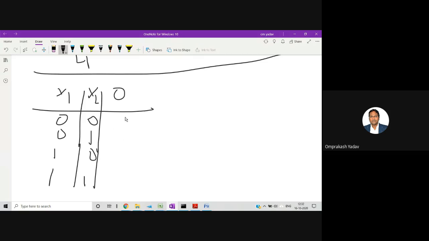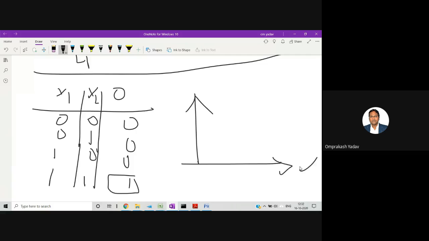So suppose this is the AND operation. So we'll get 0, 0, 0, and 1. Now let's plot this. Here we will take x1 and this we will take as x2. This will be the origin, let's say.